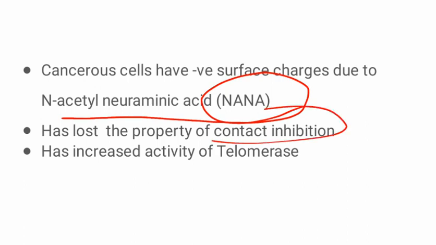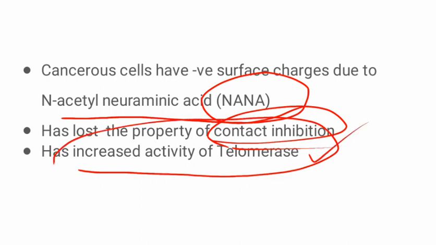So what do we mean by this contact inhibition? When a cell keeps on dividing and it comes into contact with another cell, it will immediately stop its division. But cancer cells have totally lost this property known as contact inhibition. This cancer cell has increased activity of telomerase.